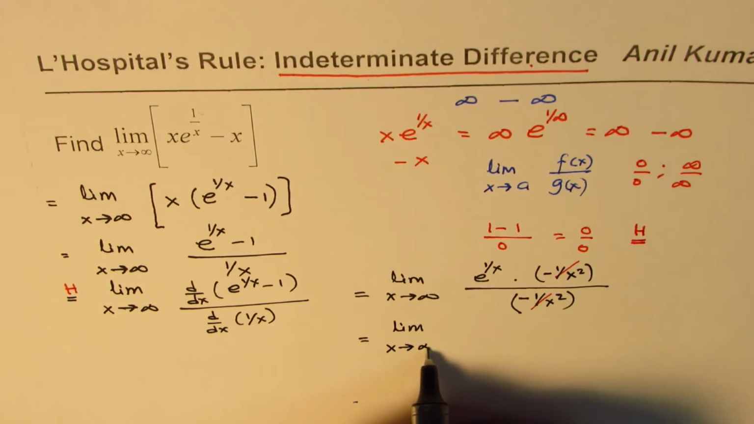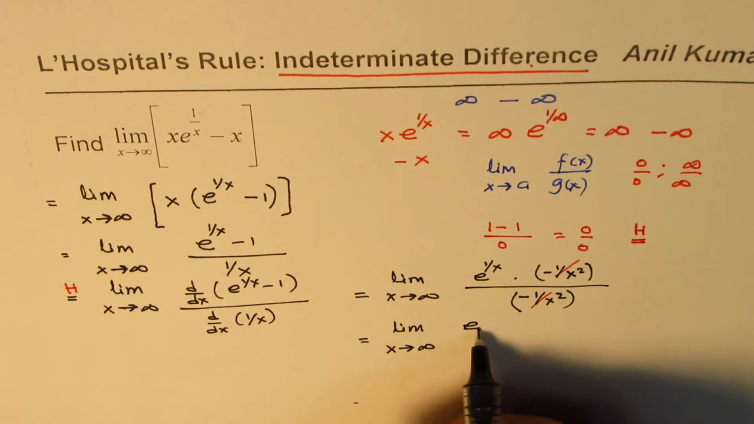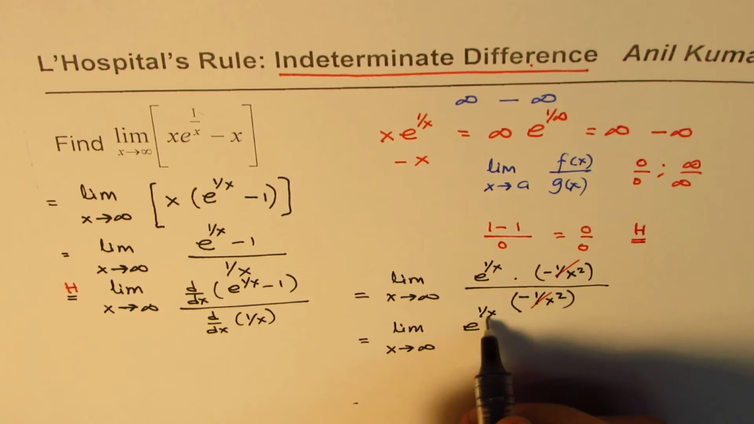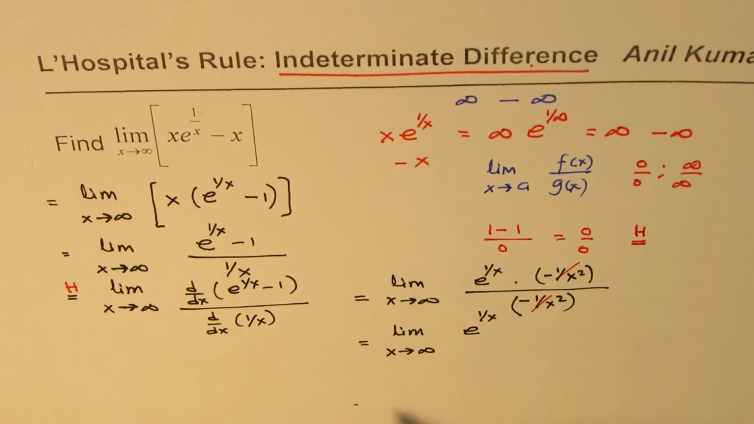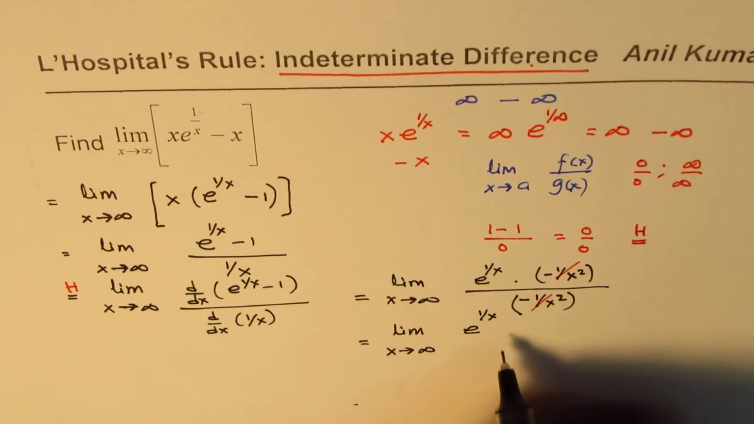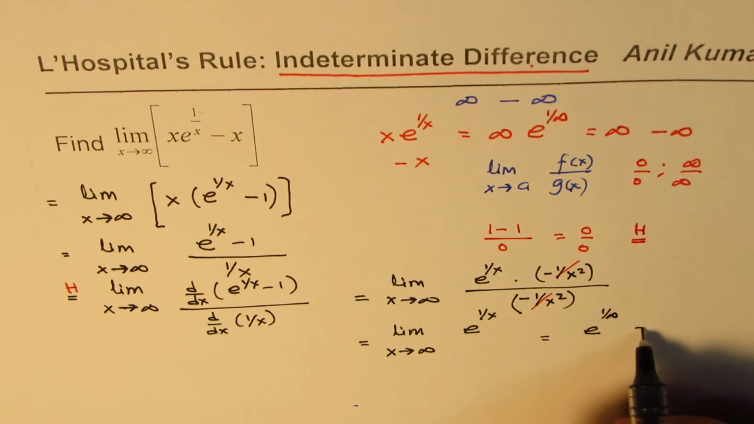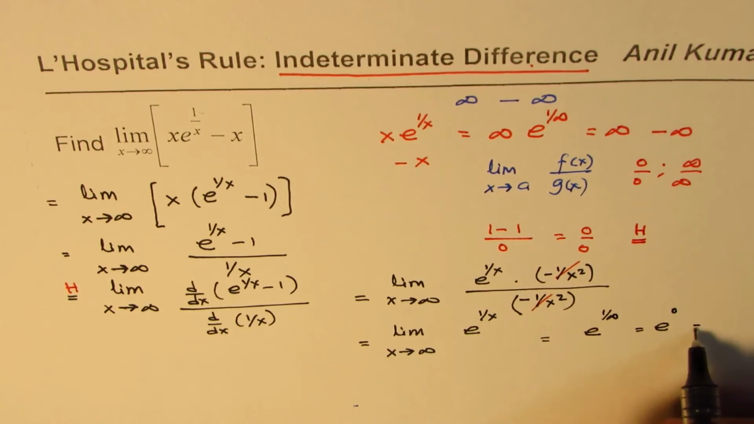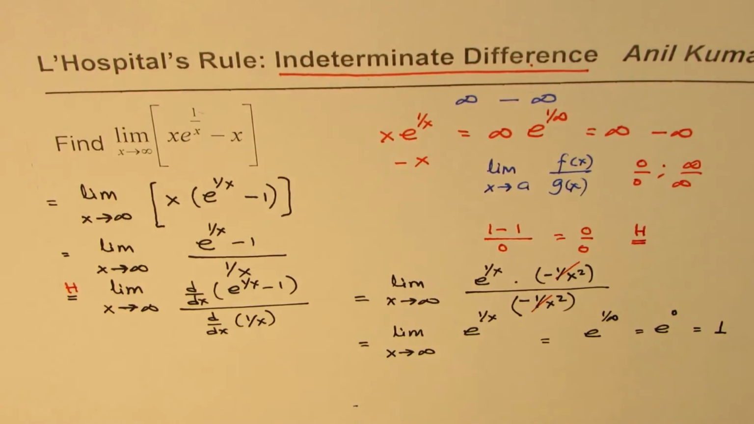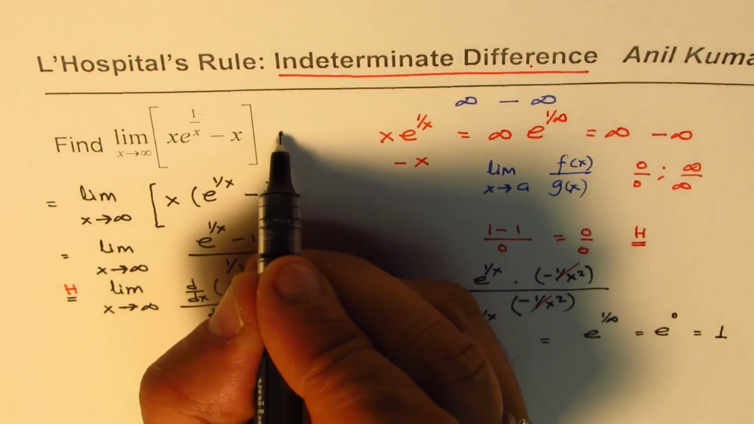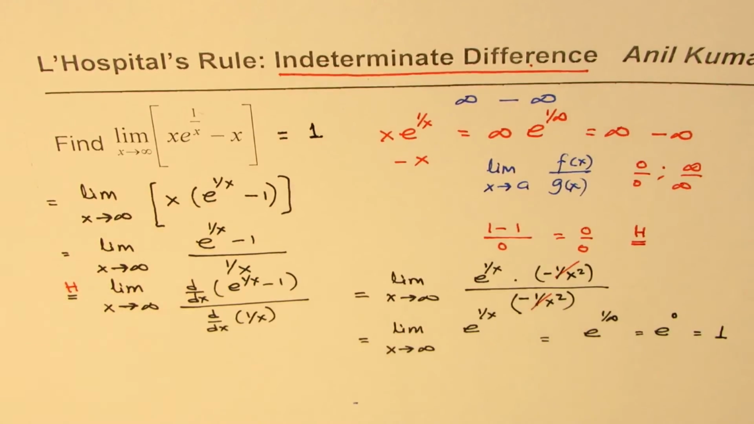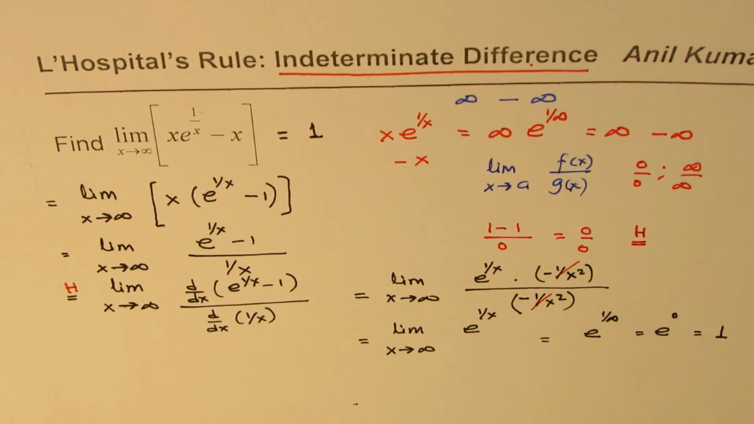So what we get here is the limit as x approaches infinity of e to the power of 1 over x. Now if I substitute infinity here, then I get e to the power of 1 over infinity, which is e to the power of 0, and that is equal to 1, right? Therefore, the limit of this function is 1. And that is how you find the limit using L'Hopital's rule. I hope the steps are very clear.